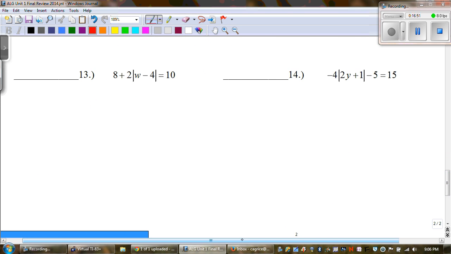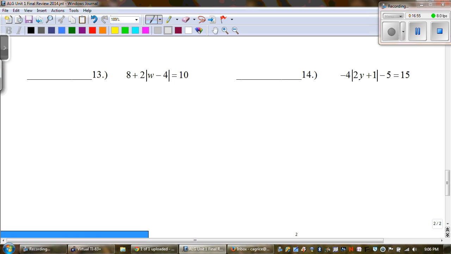All right, number 13. Here's our absolute value. I want to get rid of all of that junk, okay? So we have positive right here, and then multiplication. So the first thing that we're going to do is that's a positive 8. We're going to subtract the 8 to the other side, and then we're left with 2w minus 4 equaling 2, okay, because 10 minus 8 is 2.